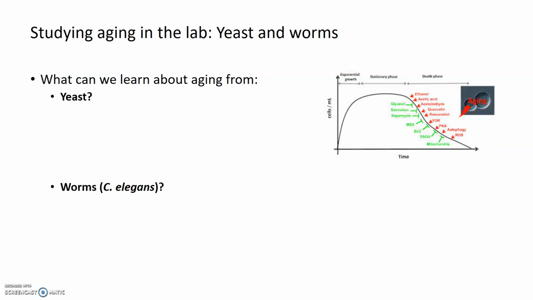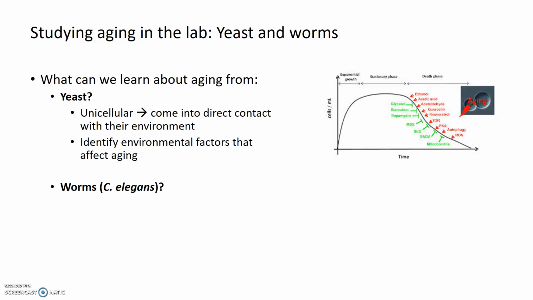And cells are great, but they're individual units. And we also want to be able to study aging in organisms or in the whole body, as well as in populations. And so we can also use other model organisms to do that in the lab. Specifically, we can use yeast and worms.